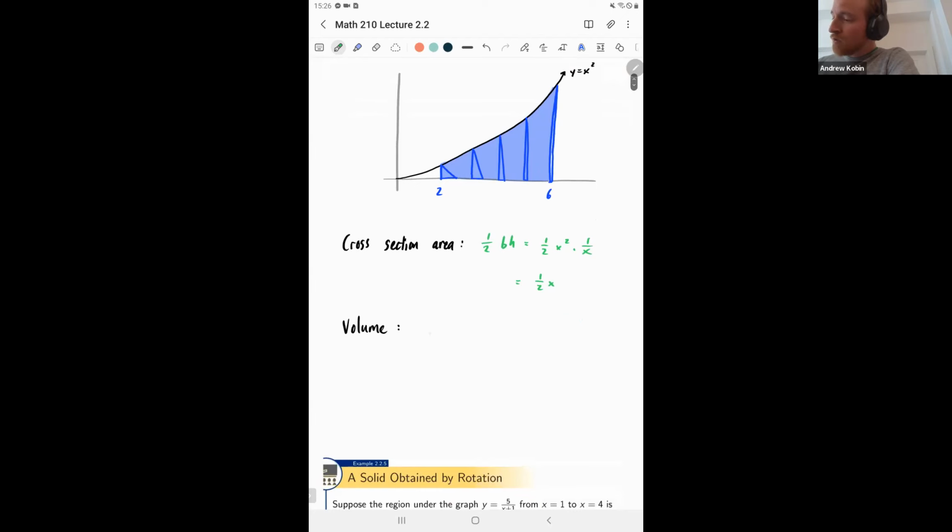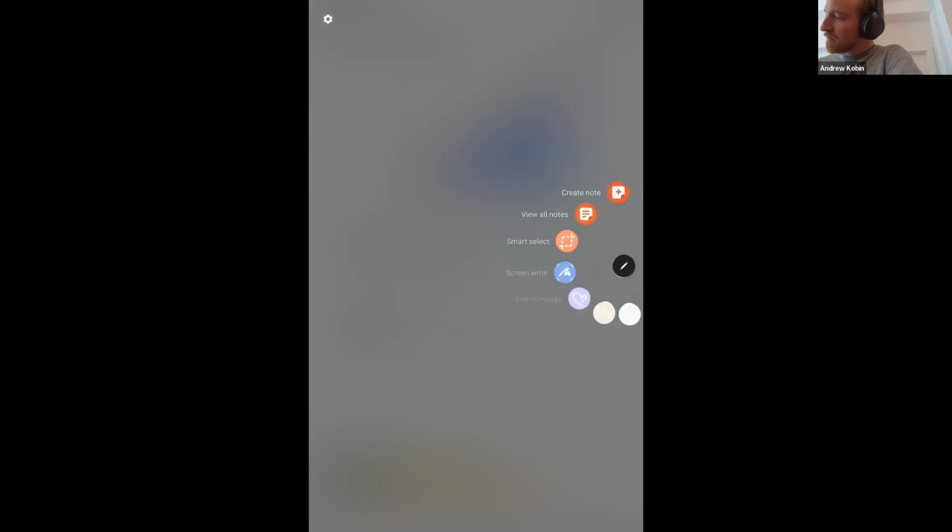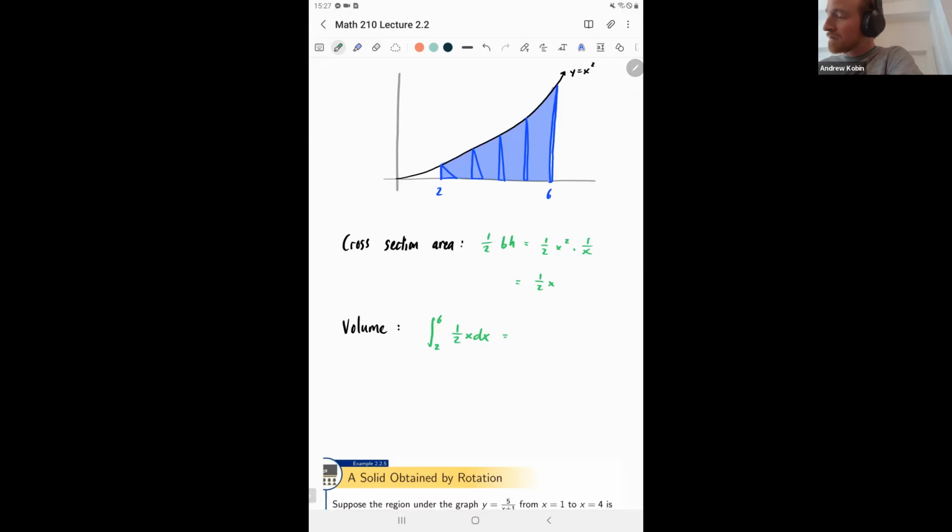So let's write down the volume formula. We know it's integrate from a to b. Here we'll integrate from 2 to 6 of the area formula, which we just derived, 1/2 x dx. And we can do this one together. We didn't do any integrals in the last lecture, so let's do one together today. Actually, I don't need to write the integral formula again. Let's use the fundamental theorem of calculus. I'm going to take some antiderivative of 1/2 x. That's going to be 1/4 x squared. And then I'm going to evaluate that at 6 and at 2 and subtract the results.